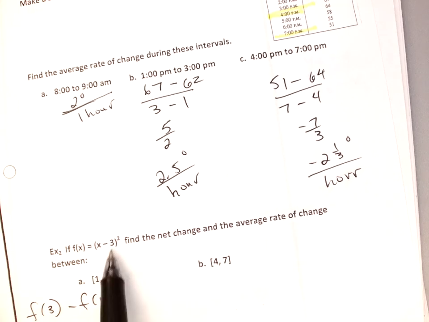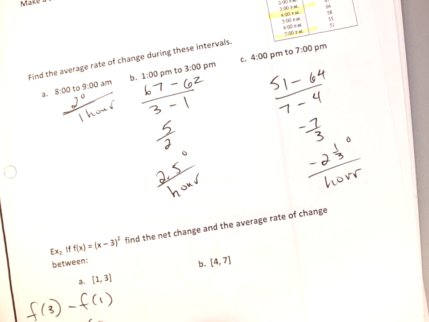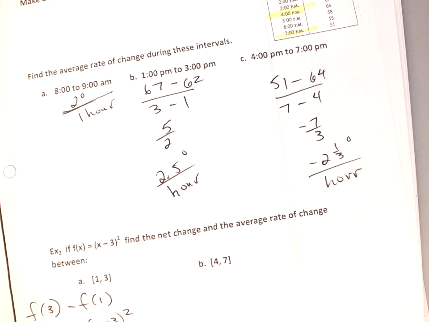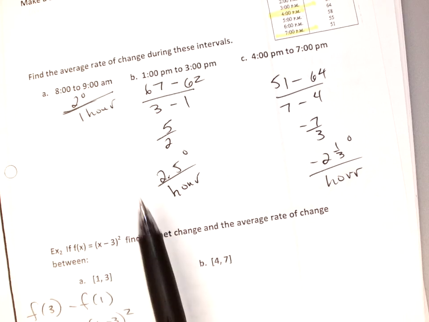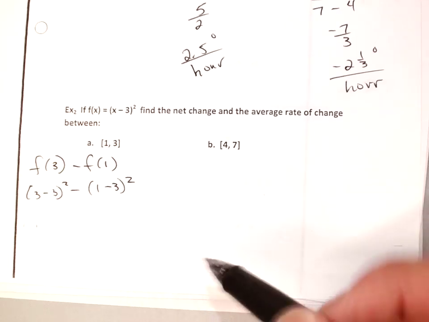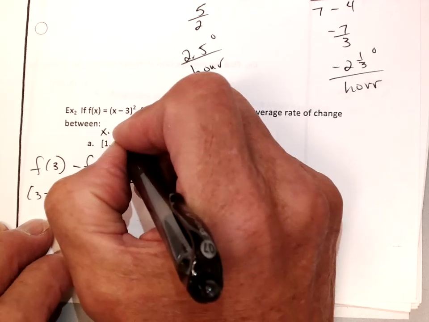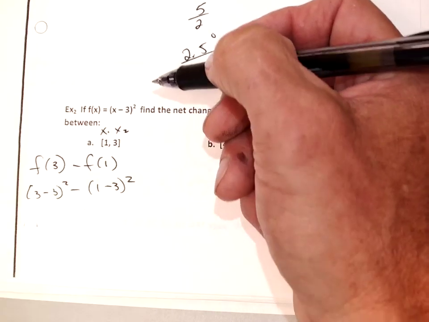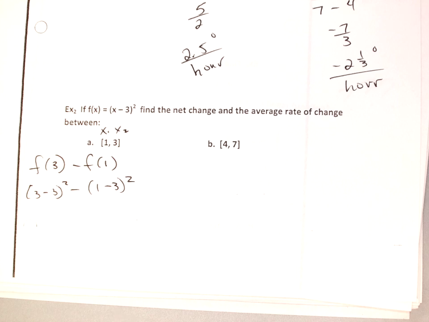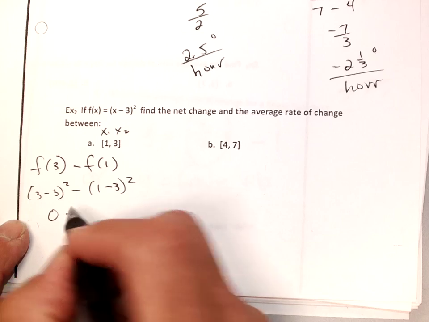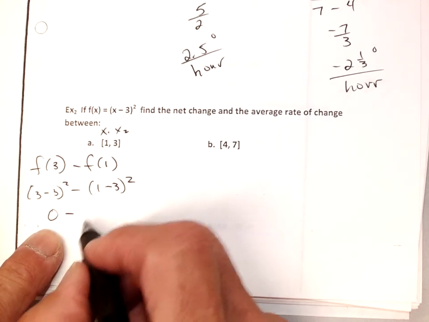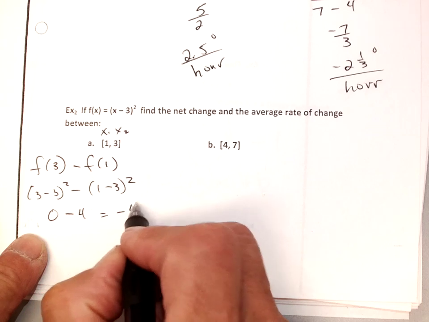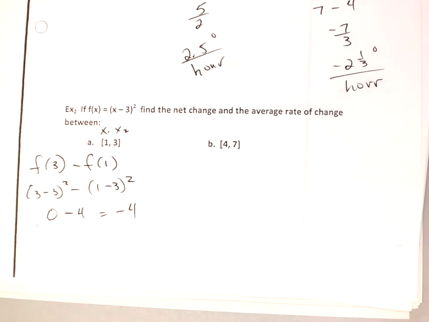So to plug in 3, I'd have (3 minus 3) squared minus (1 minus 3) squared. All I did is plug in my x1 and my x2, my second x value, because if we go back to our reading, that's what we saw, right? And then I'm going to get 0 minus, that's negative 2 squared, which is 4, so I get negative 4. So my net change is it went from a height of 0 down to negative 4.